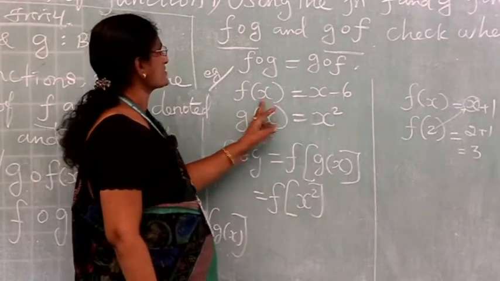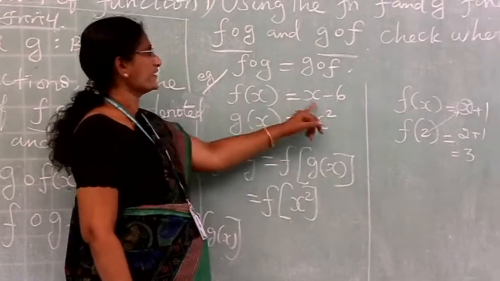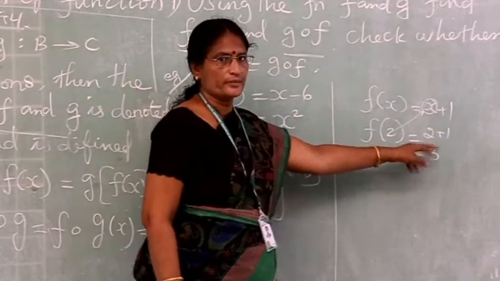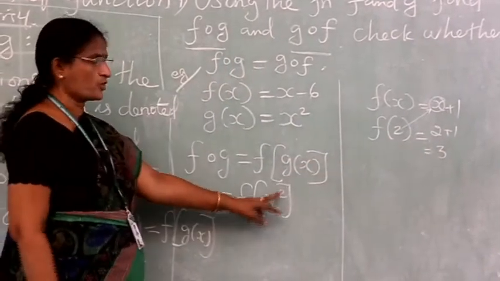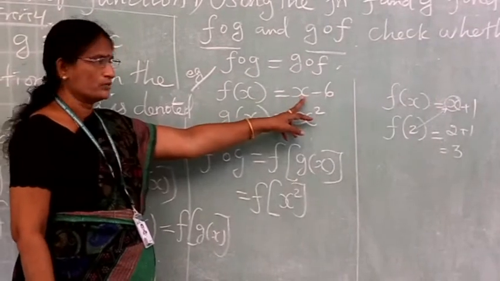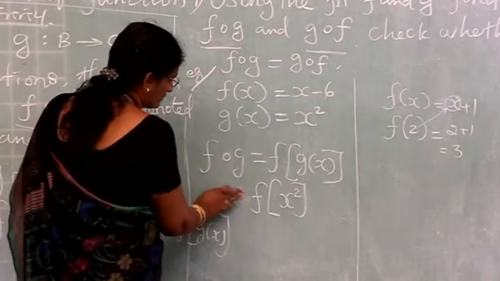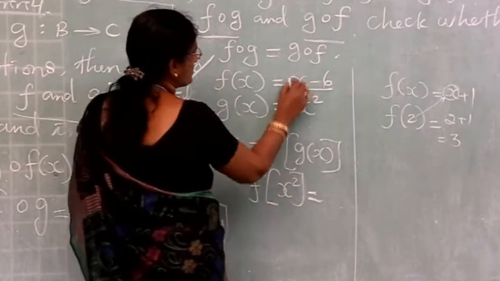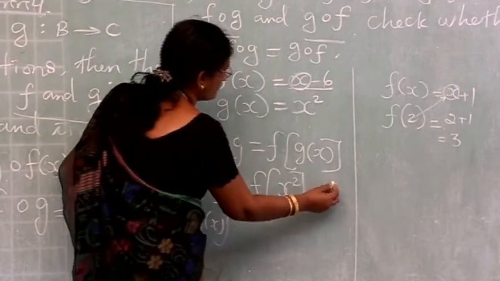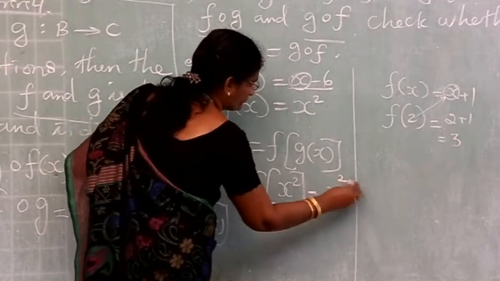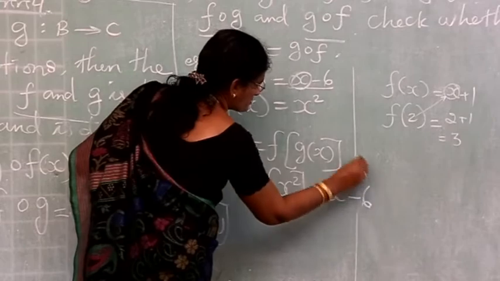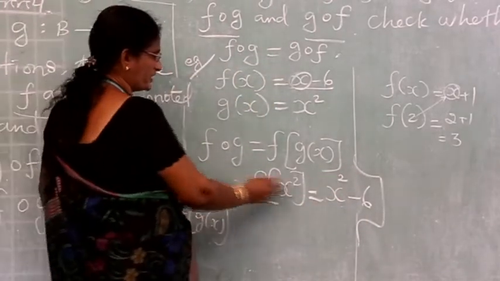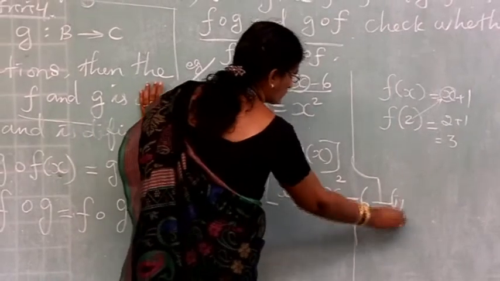So f of x is equal to x minus 6. இங்கே x இருந்தா இங்கே x இருக்கு இல்லையா, இங்கே 2 இருந்தா x க்கு பதிலா 2 இருக்குது இல்லையா, அதே மாதிரியே இப்போ x ஸ்கொயர் இருந்தா x க்கு பதிலா இங்கே என்ன இருக்கணும், x ஸ்கொயர் இருக்கணும் இல்லையா. So instead of x we substitute x square minus 6. Okay, do you understand? So this is f dot g. So we keep it as 1.